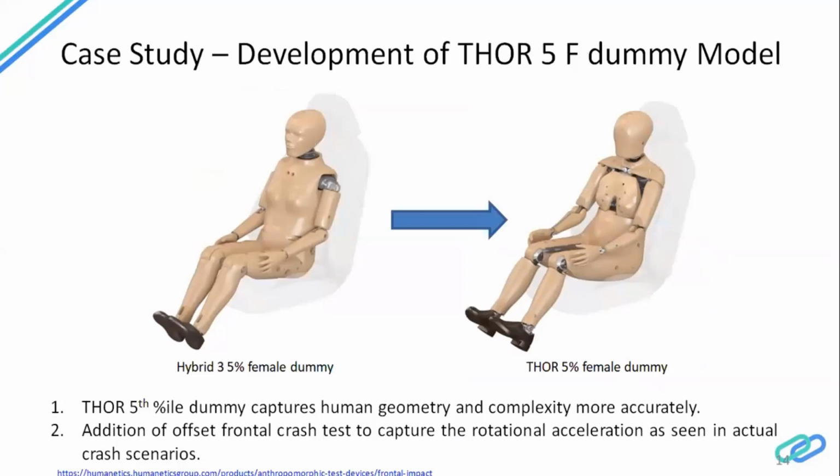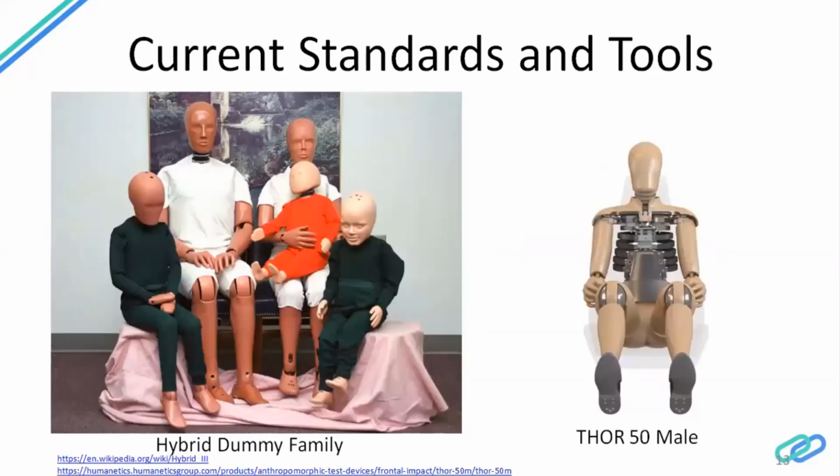So let me just talk about. So these are the dummies. They are called ATDs, or anthropomorphic testing devices, or dummy models. There are hardwares. What you can do is they do a FE model of these hardwares also, and use them for the CAE analysis.